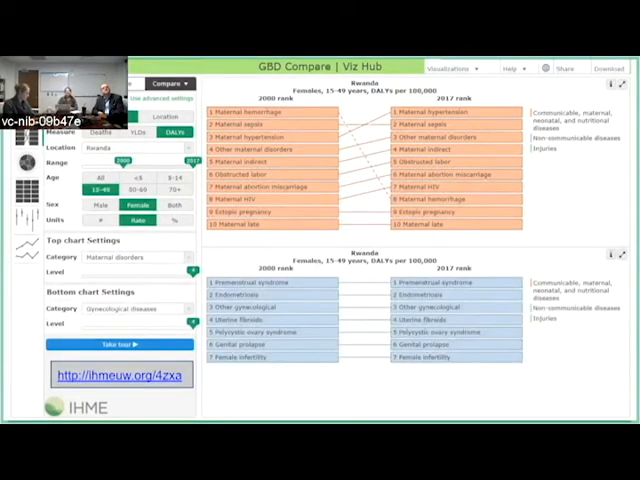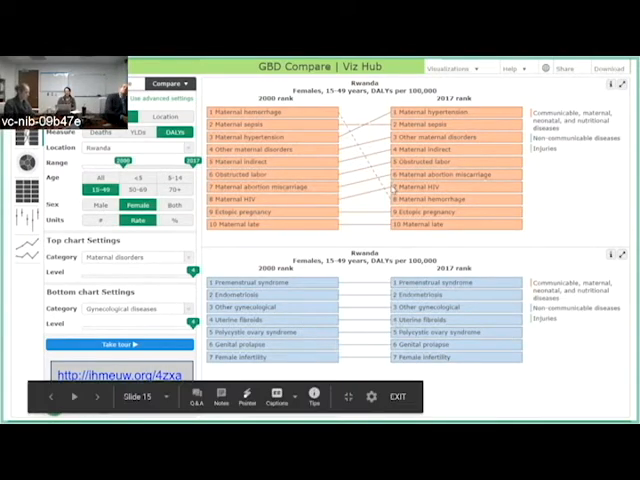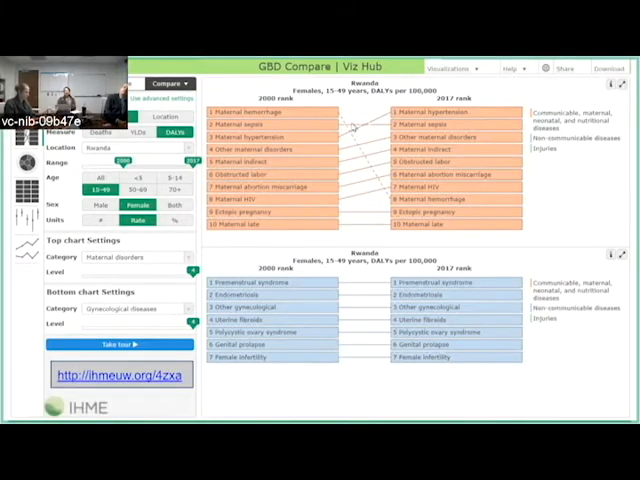What I've done on this particular focus here is I've used a compare setting. And I've changed it to look at Rwanda, but compare maternal disorders to gynecological disease and how they compare. So if I was live, I could see the actual data here. I'm going through this very quickly because I could do an all-day workshop on the global burden of disease data visualizations.